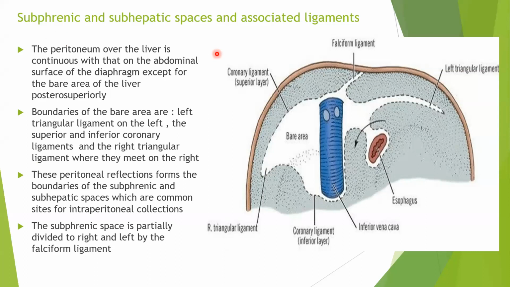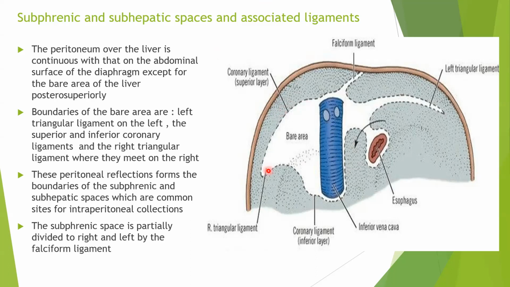These peritoneal reflections form the boundaries of the subphrenic and subhepatic spaces, which are common sites for intraperitoneal collections. The subphrenic space is partially divided into right and left by the falciform ligament. This picture shows us the bare area of the liver.